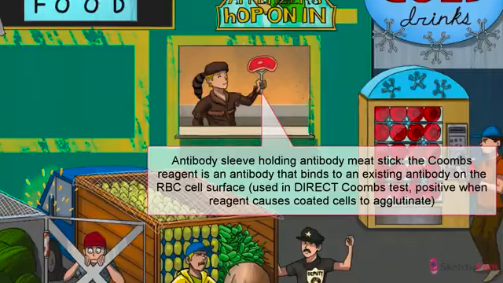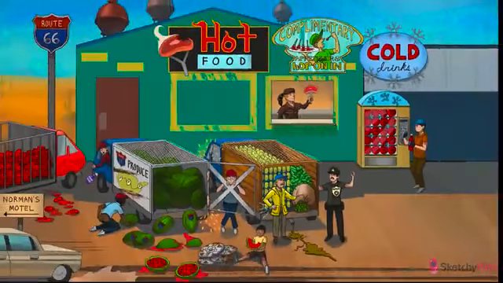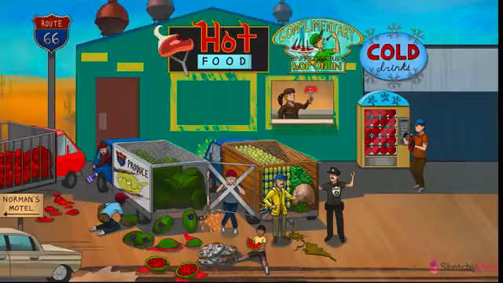When Coombs reagent binds to affected RBCs, the coated cells aggregate with one another and form a clump. This is called agglutination and is considered a positive direct Coombs test, confirming your diagnosis of warm or cold autoimmune hemolytic anemia. To finish up, let's talk about a few of the conditions that trigger your immune system to start attacking your red blood cells.